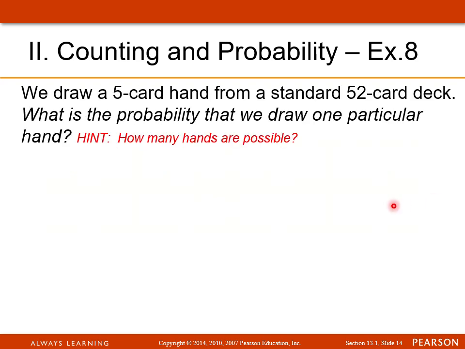Okay, we draw a 5-card hand from a standard 52-card deck. What is the probability that we draw one particular hand? Well first, how many hands are possible? So think about what we learned in chapter 12. You can find this by doing a combination, right? Because the order doesn't matter, so we're going to use a combination. So if we take a combination, 52 things, where we're choosing 5 of them, we get 2,598,960 different possible hands. So if you want one particular hand, then you have 1 chance in all of those of getting a particular hand.